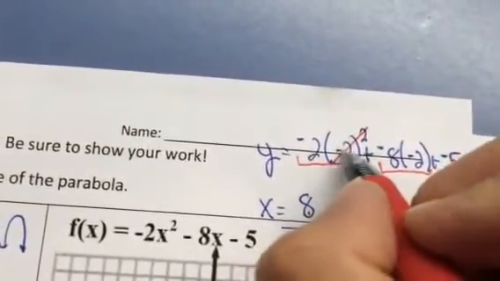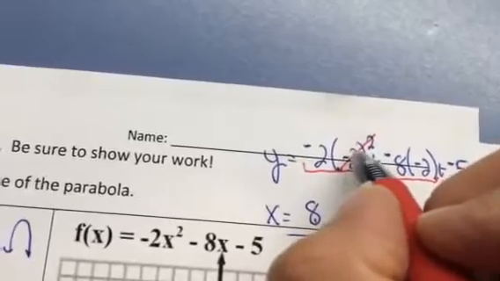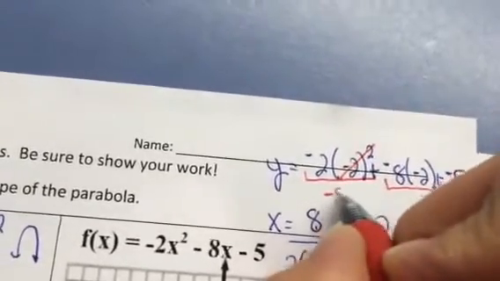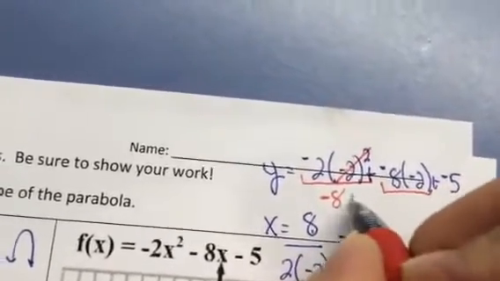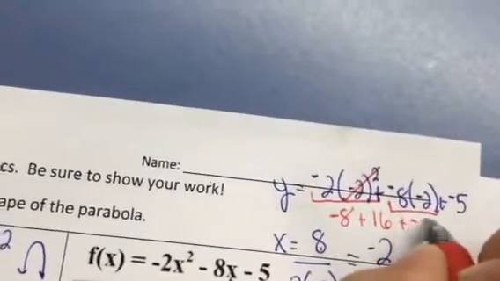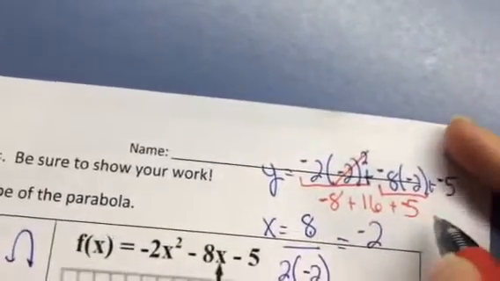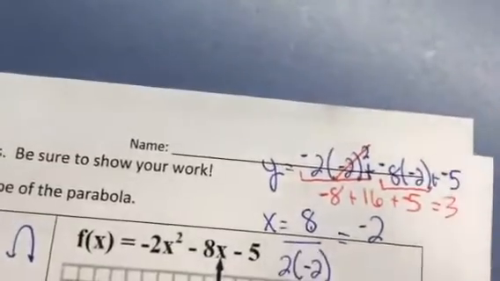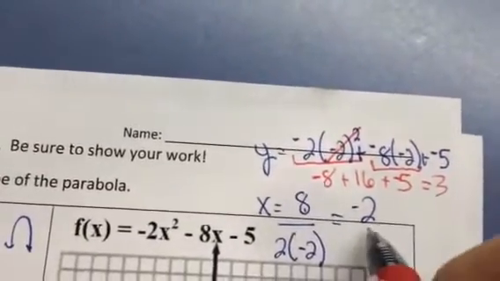When I square -2 times -2, that's 4. And then 4 times -2 is -8. And then I'm going to multiply those two, and I'm going to get a positive 16. And then I'm going to add the -5. And when I add those up, I end up with y being 3. So my x-coordinate is -2, my y-coordinate is 3.